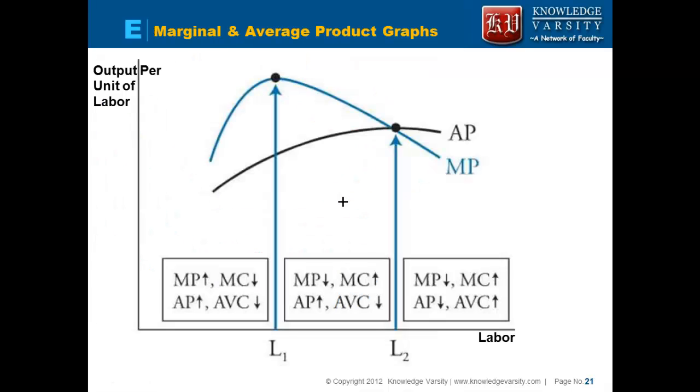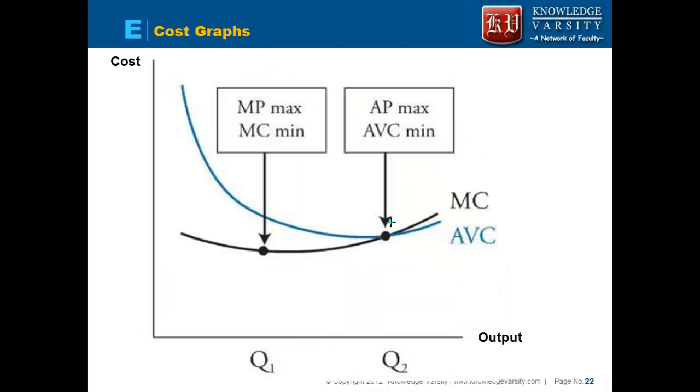We saw the marginal product and average product. Note that when the marginal product is increasing, your marginal cost is reducing. So see here, your average product is increasing, your average variable cost is reducing. Here is the point of maximization of your average product. This is the point where the maximization of the marginal product is there. In their cost graph, this is your marginal cost. This is your average variable cost. When marginal cost is equal to the average variable cost, AVC is minimum. When AVC is minimum, your average product is maximum. When MC is minimum, your marginal product is maximum.